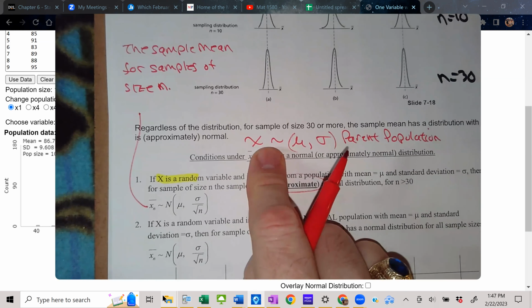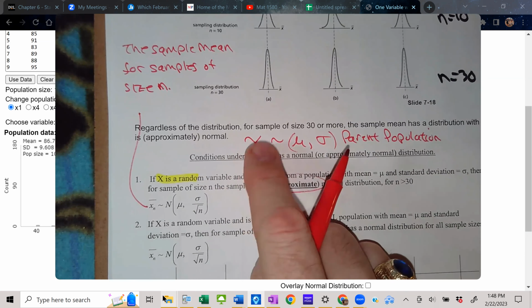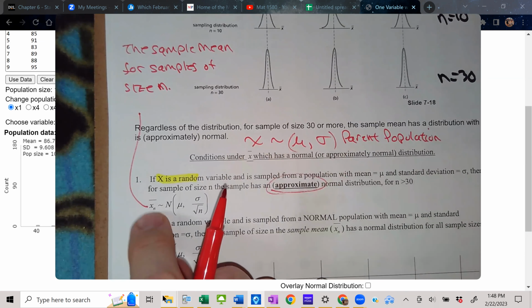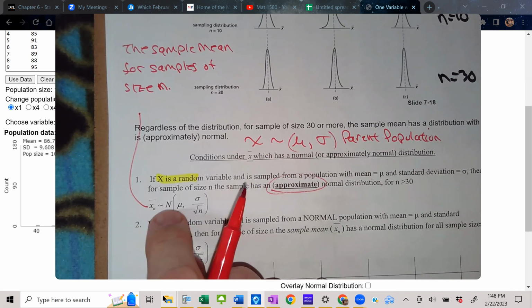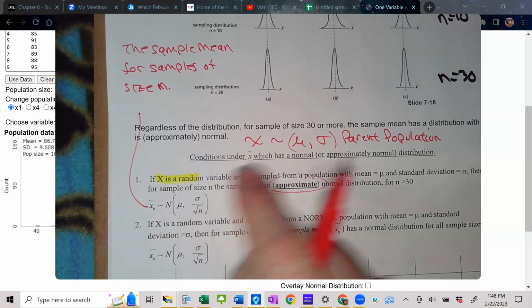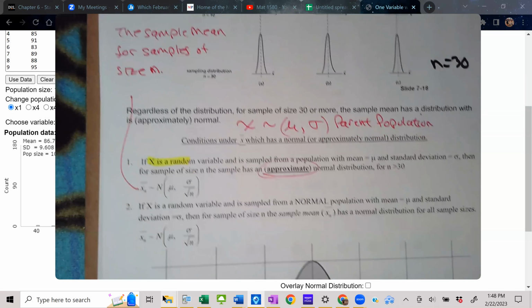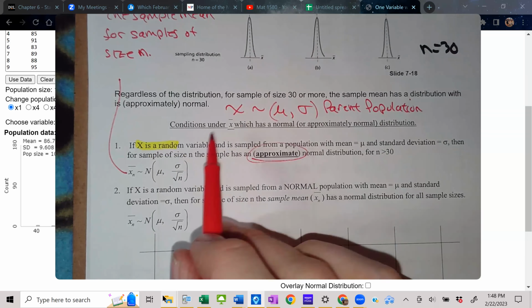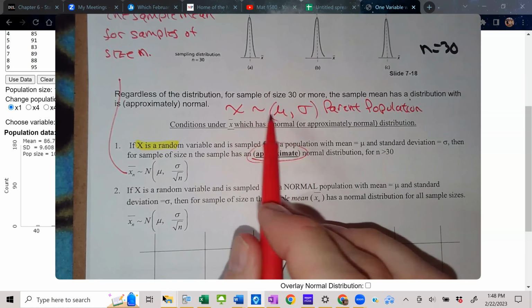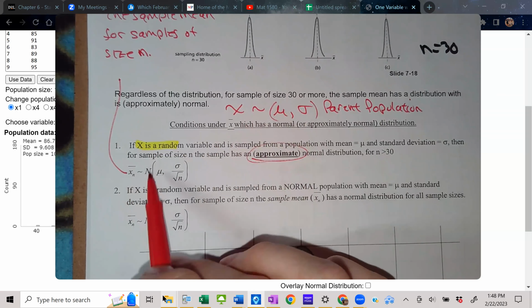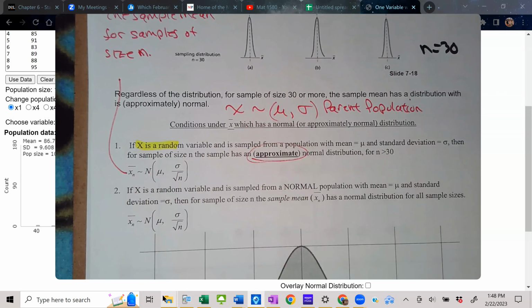If I'm drawing from this population and calculating the sample mean, this random variable will be distributed approximately normally with the same mean, but the standard deviation is going to be sigma over the square root of n. That's the big thing here. So what it's saying is no matter how awful your distribution is to begin with, this random variable is going to have a normal distribution for large enough sample sizes. Always. And our magic cutoff is samples of size 30 or more.